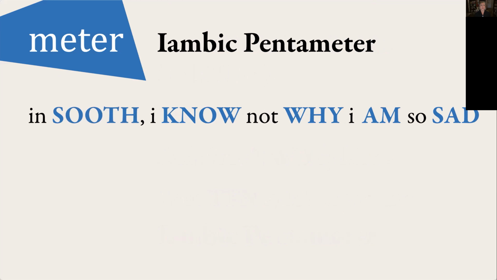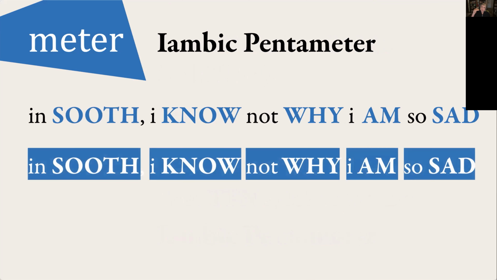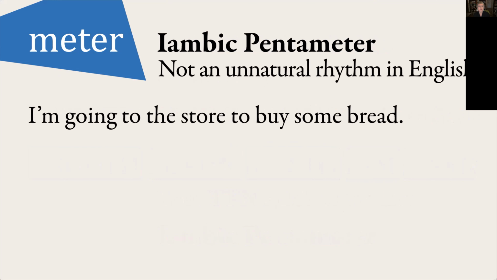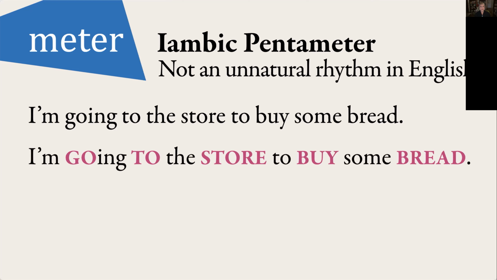So it comes out like this. First line of Merchant of Venice. In sooth, I know not why I am so sad. Of course, nobody's going to say, in sooth, I know not why I am so sad. But you can still hear that rhythm. Here's 5 feet. Each one is an iamb. This is not an unusual rhythm, an unnatural rhythm. I'm going to the store to buy some bread. It's perfect iambic pentameter. I'm going to the store to buy some bread.